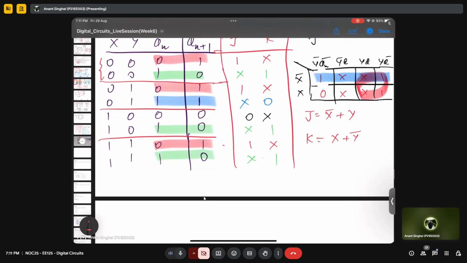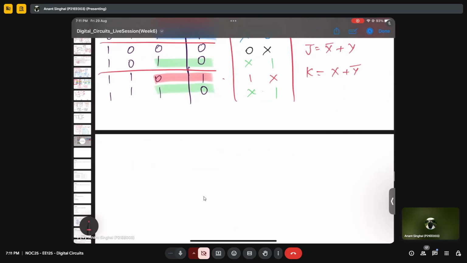So now, since you already have the relation, what you had in your hand was a JK flip flop. So this is JK. You had a QN, you had a QN bar. So now J is X bar. Let's say this is X bar plus Y. And let's say this is Y.